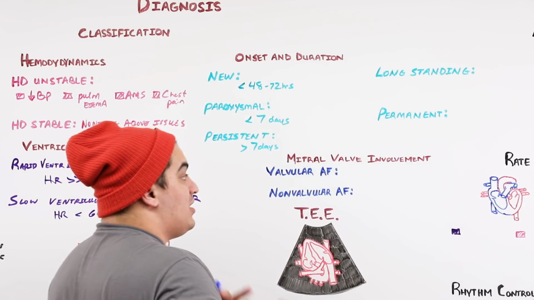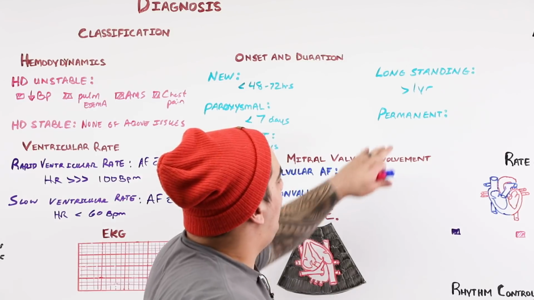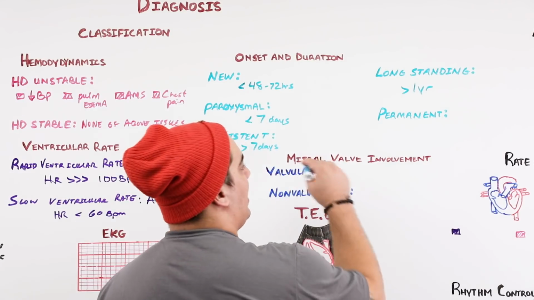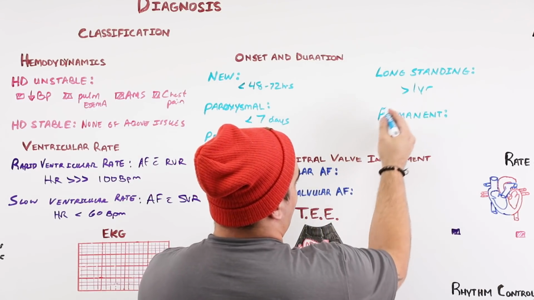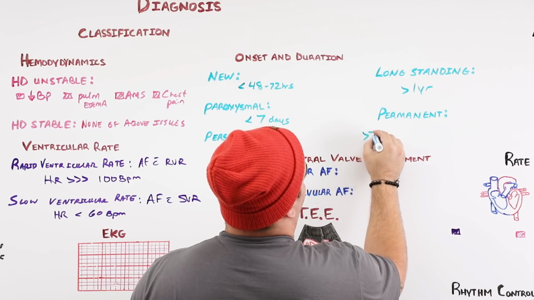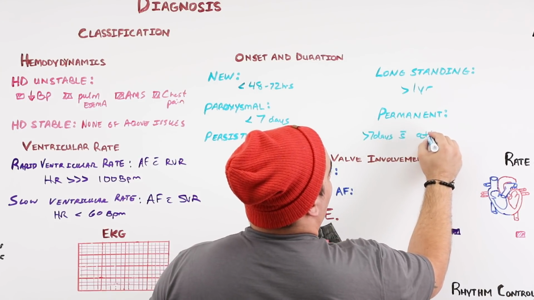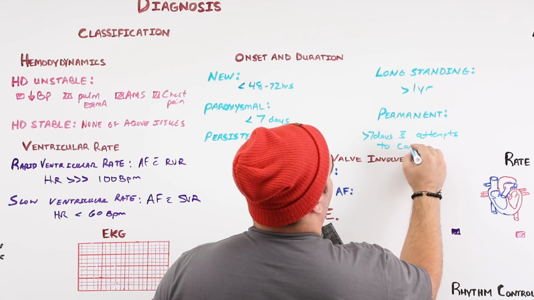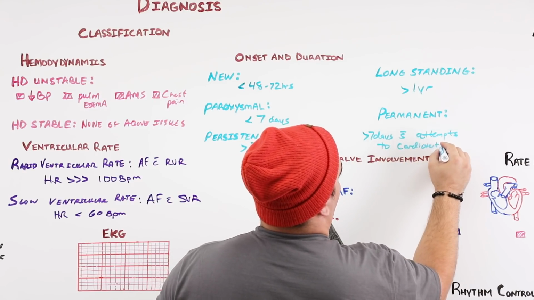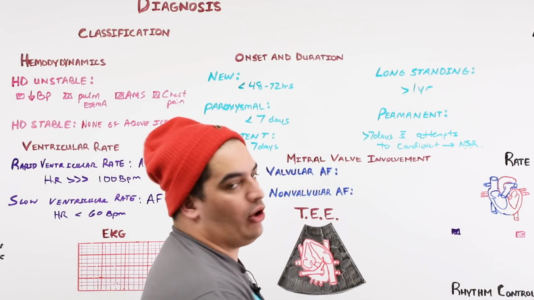Long-standing atrial fibrillation is they've had known AFib for greater than 1 year. And lastly, permanent AFib is when someone has persistent AFib, which is usually, again, greater than 7 days, somewhere between 7 days and a year. So it's greater than 7 days without any attempt to cardiovert the patient to normal sinus rhythm. That is how we define permanent AFib, okay?